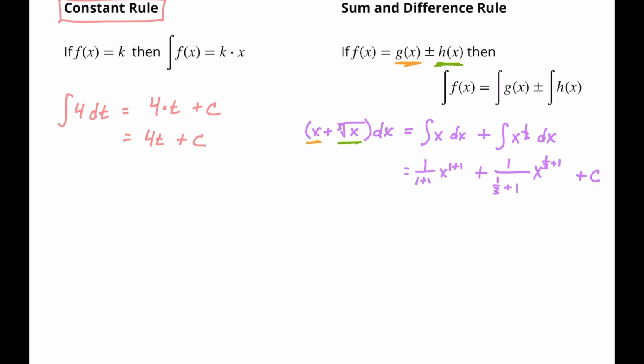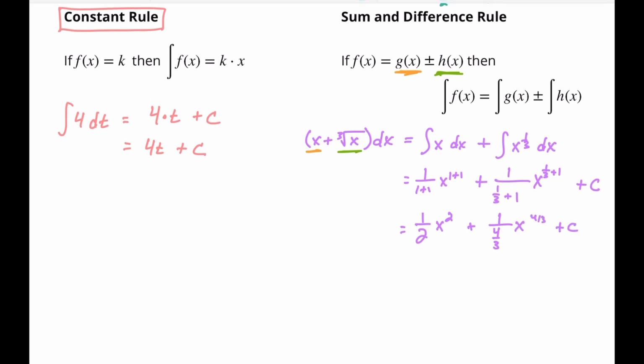They've got to have their space too. All right, so we're going to have 1/2 x squared plus 1 over 4/3 x to the 4/3 power plus c. So we're going to simplify that, and we're going to have 1/2 x squared plus 3/4 x to the 4/3 power plus c. And that is a nice demonstration of our sum and difference rule. So you're just taking the integral of each individual piece.